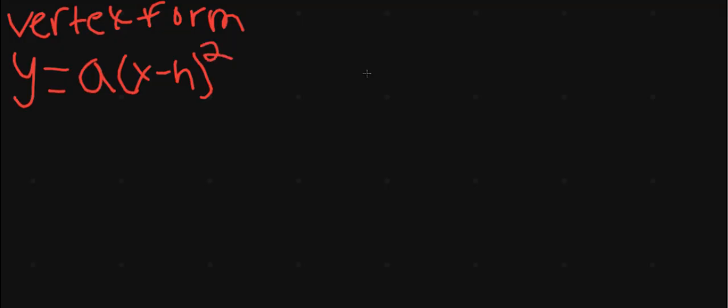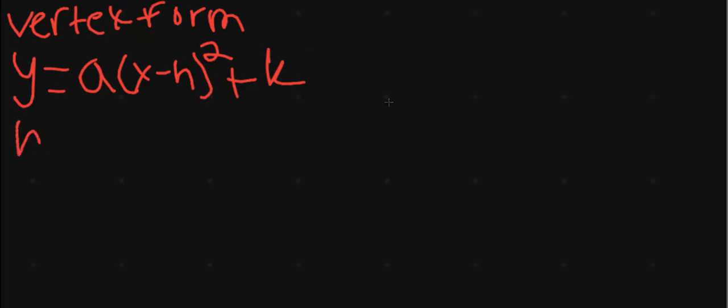Vertex form quadratic equations, you will see them as this: y equals a parentheses x minus h squared. Make sure you remember that. Plus k, my bad, plus k. Okay, now when you look at this, you'll be lost if you don't know what these variables mean.